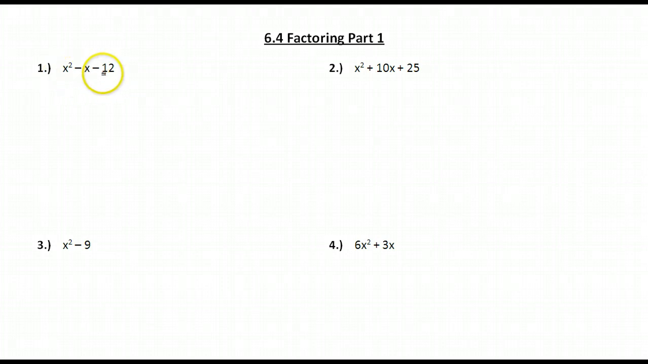To factor this quadratic trinomial, we're going to set up two sets of parentheses, and we're going to undo the FOIL method. The first two terms in each parentheses have to multiply together to give me x squared, and my last two have to multiply together to give me negative 12, so that when I FOIL, my middle term will be negative x. Well, the two multiples of 12 that give me 1 are 4 and 3, and I need the 4 to be negative and the 3 positive.